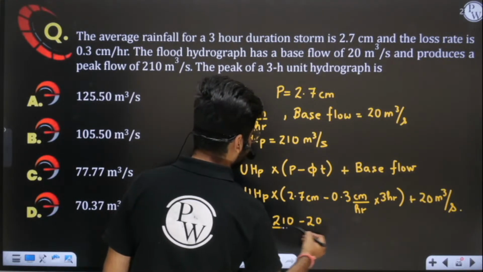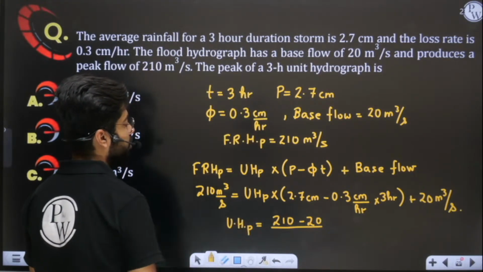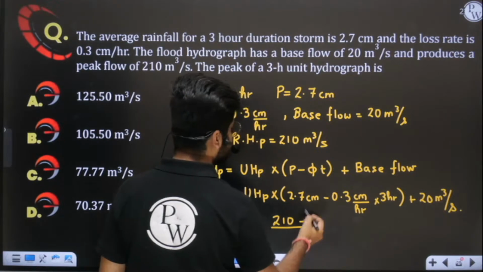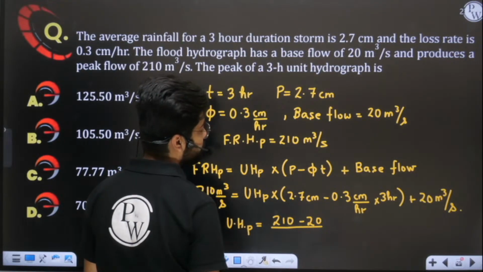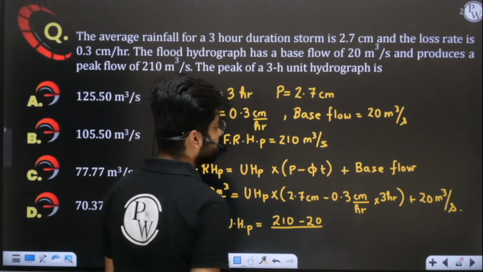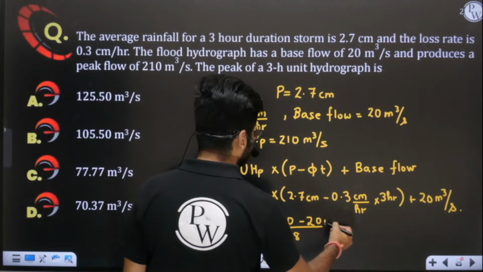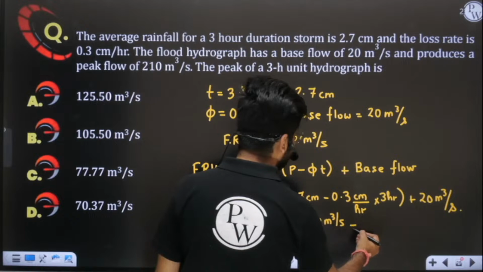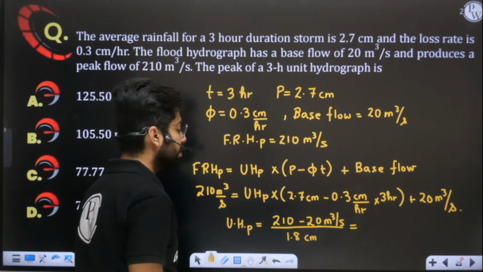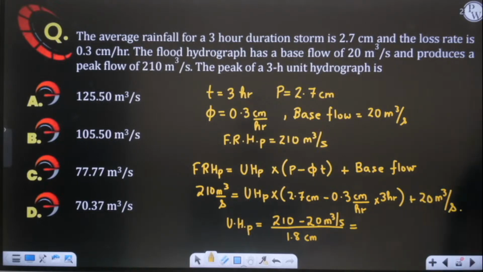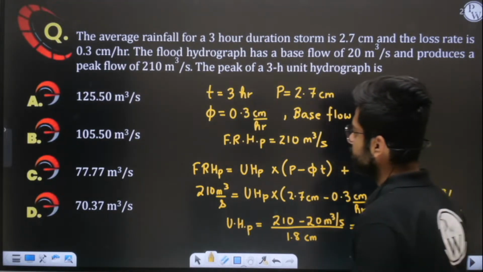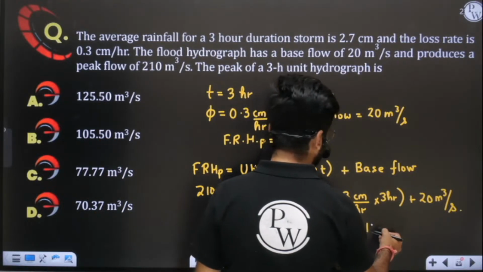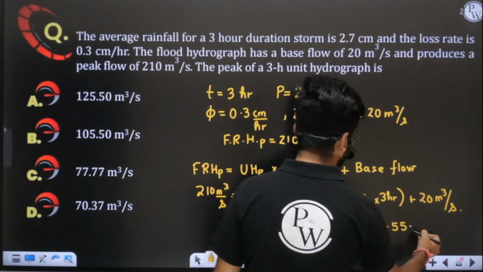you have to divide it by 2.7 minus 0.3 into 3. 0.3 into 3 is 0.9. So 2.7 minus 0.9 is 1.8. The numerator is in meter cube per second, and the denominator is in centimeter. So the unit hydrograph peak which I am getting, tell me how much? 190 divided by 1.8 is how much? 105.55. So 105.55 meter cube per second per centimeter.